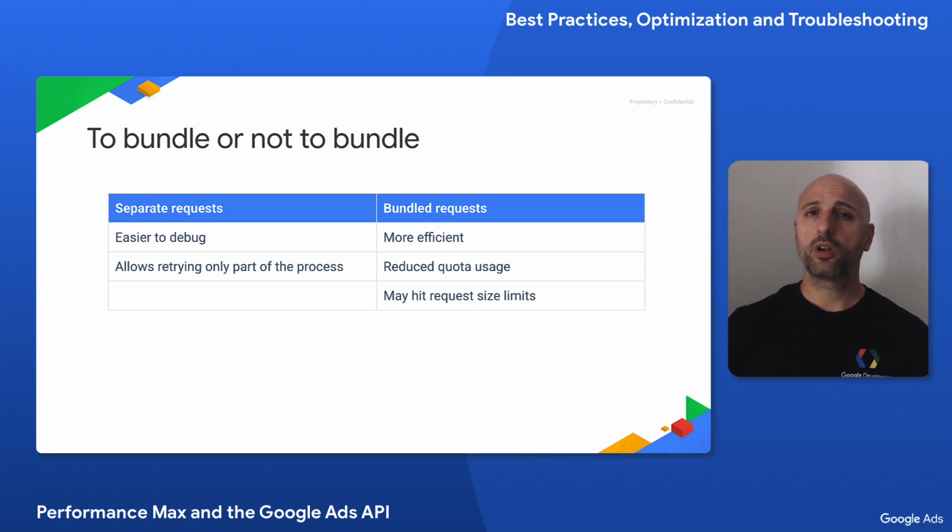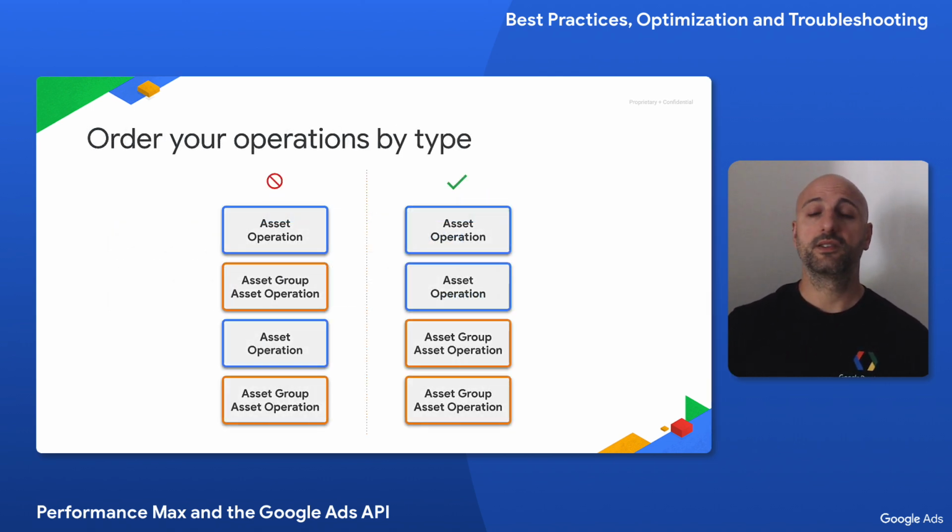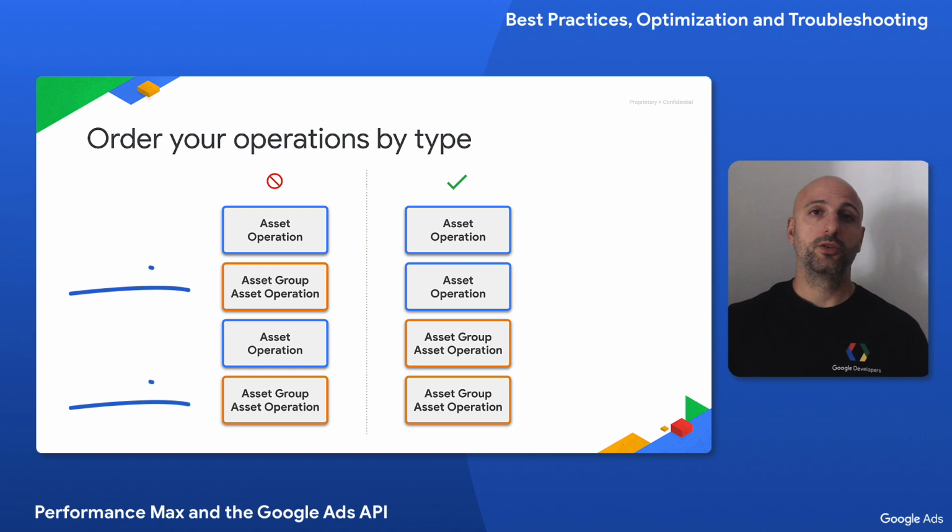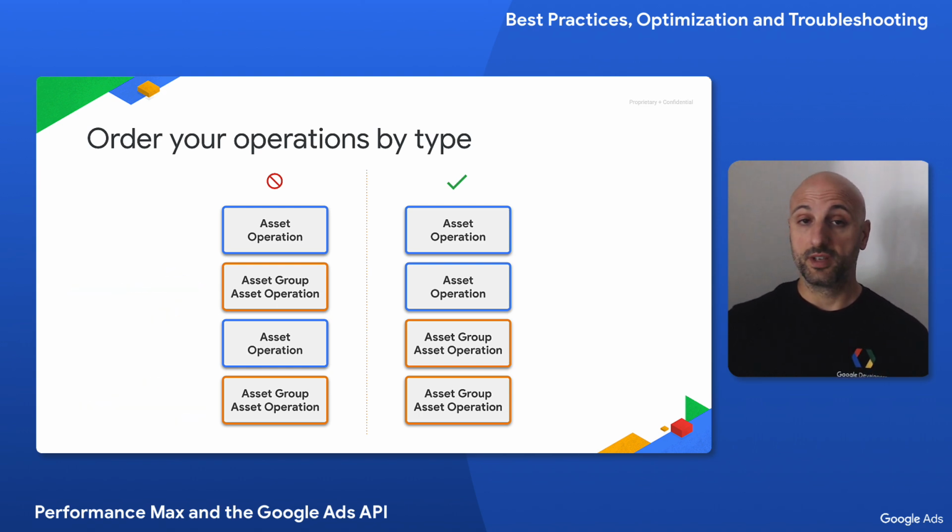Note that when working with asset groups and asset group assets, you should also be careful of the order you bundle your operations in, as there are two rules to follow when bundling operations. First of all, resources that depend on other resources should come after the ones they depend on in the list of operations. Secondly, resources of the same type that are related to the same asset group should be grouped together in the list. This means that in this case, if these two asset group asset operations are related to the same asset group, they need to be close to each other.